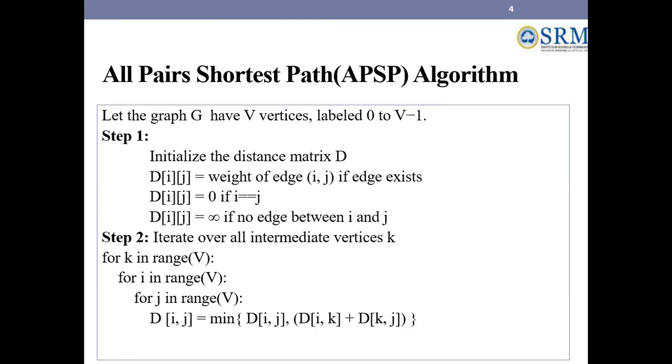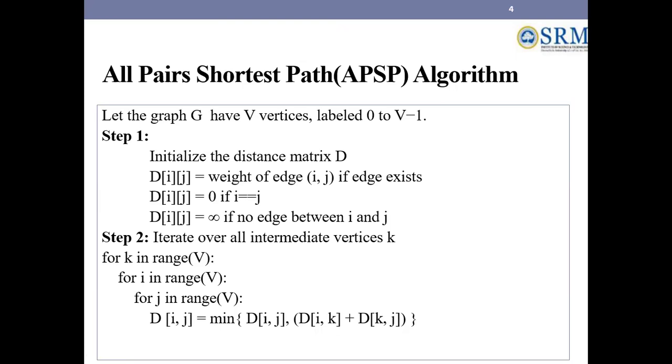Next, iterate over all intermediate vertices k. What is k? K acts as an intermediate node. K ranges over V, so we are taking all the nodes as intermediate. K equals 1, A is intermediate. K equals 2, B is intermediate node. Find all the possibilities between I and J. K equals 3, C is intermediate. So find all the possibilities between I and J.